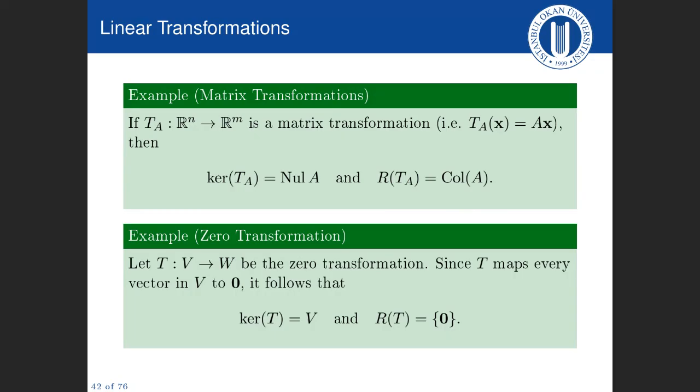If we have the 0 transformation, that's the transformation which maps every vector to 0. Well, if every vector is mapping to 0, then the set of vectors which map to 0 is the whole vector space V. And what is the range of T? That's just the 0 vector, because every vector is mapped to 0.